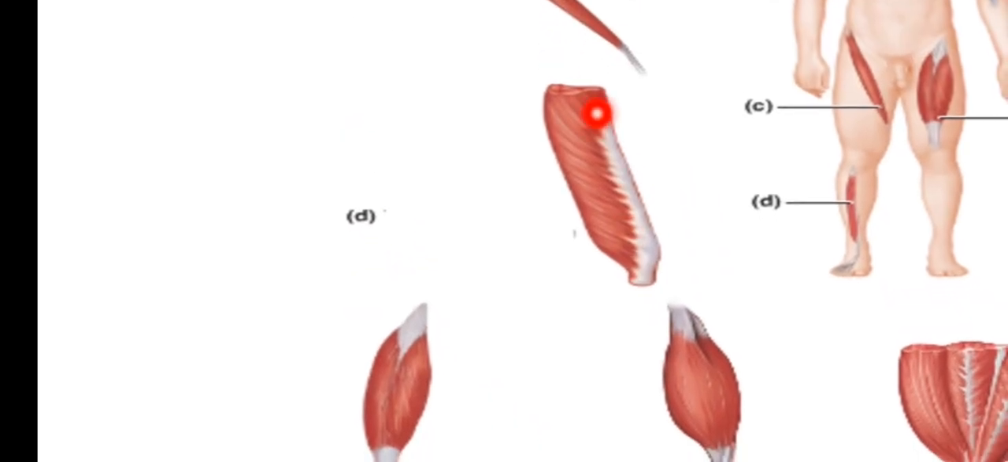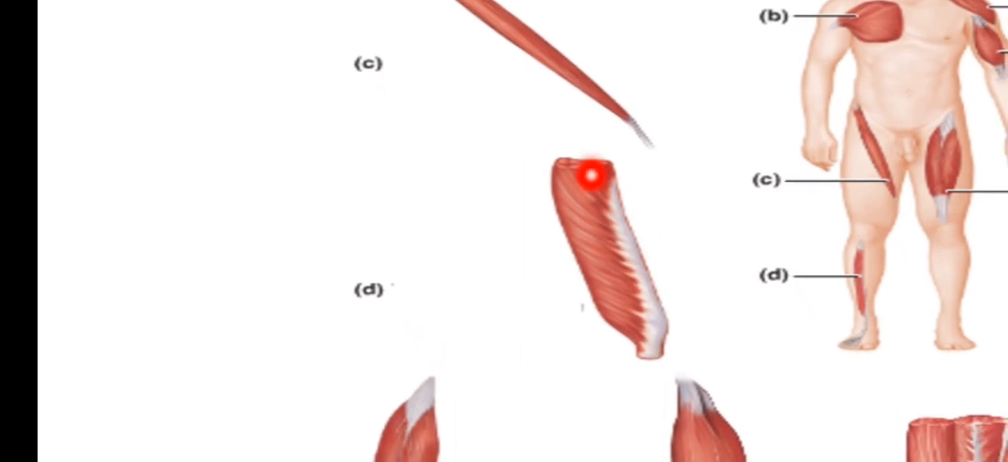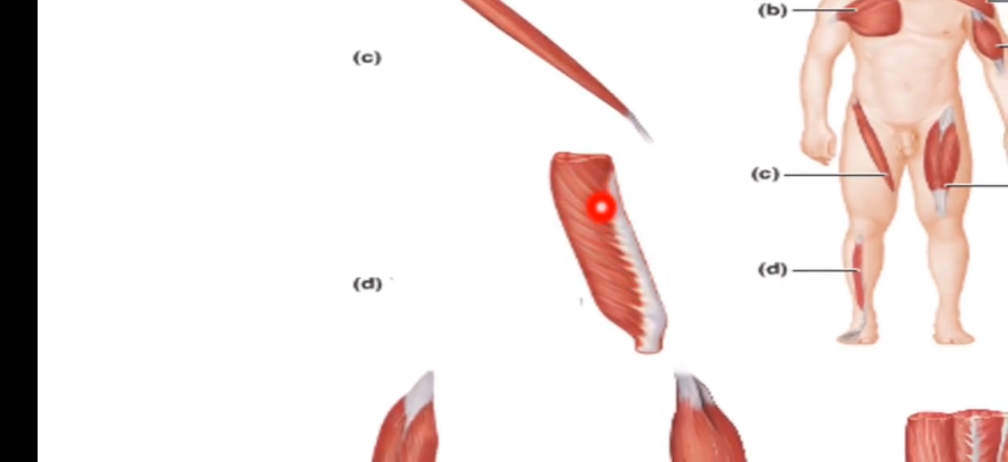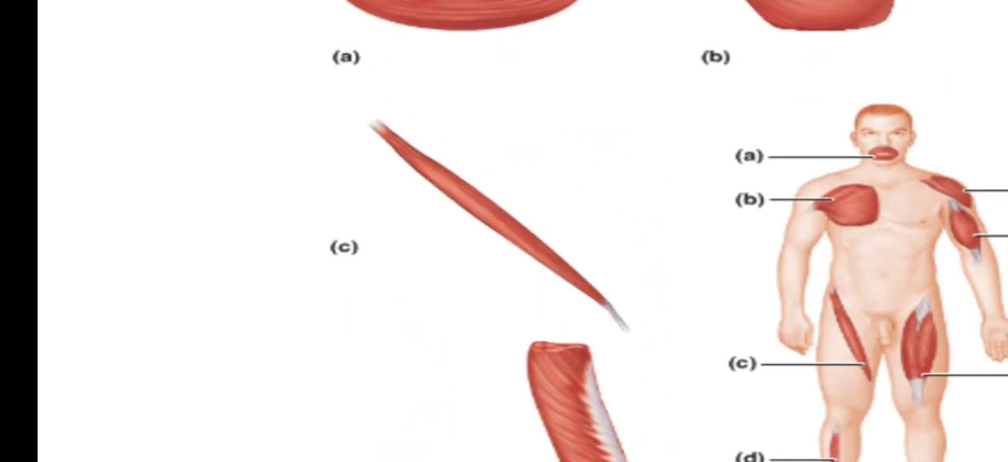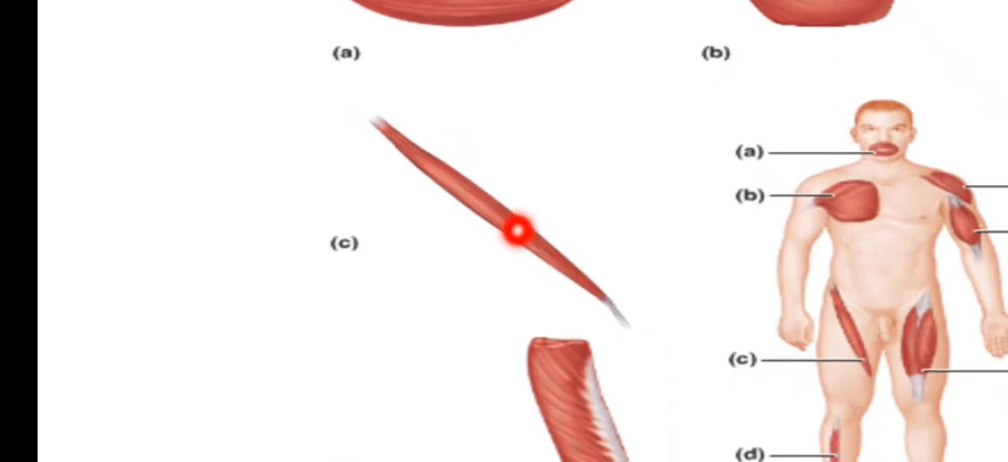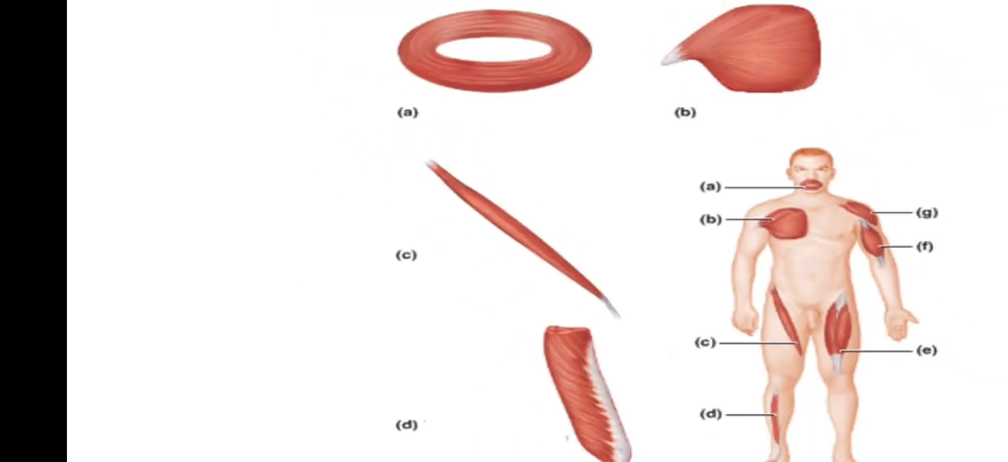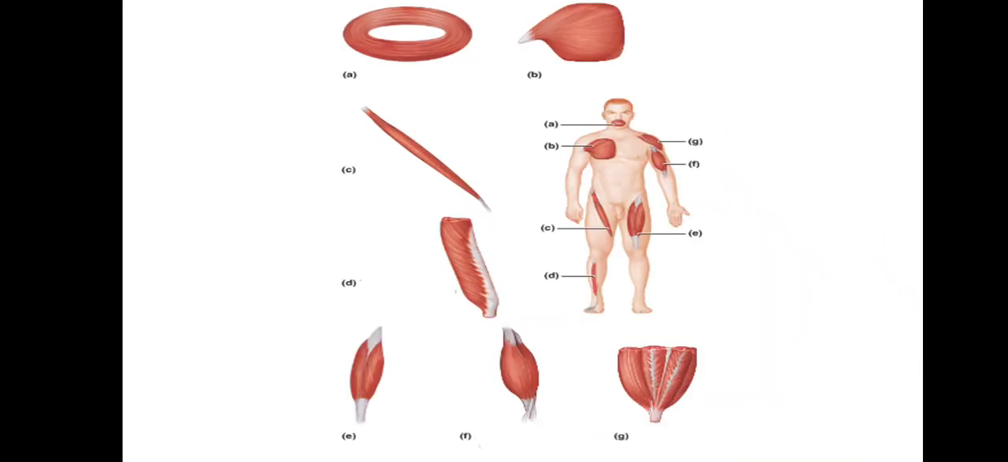This one, very simple. What is this one? It's basically a unipennate muscle. This is an example of a parallel muscle. So that's what I wanted you to know on this particular session.